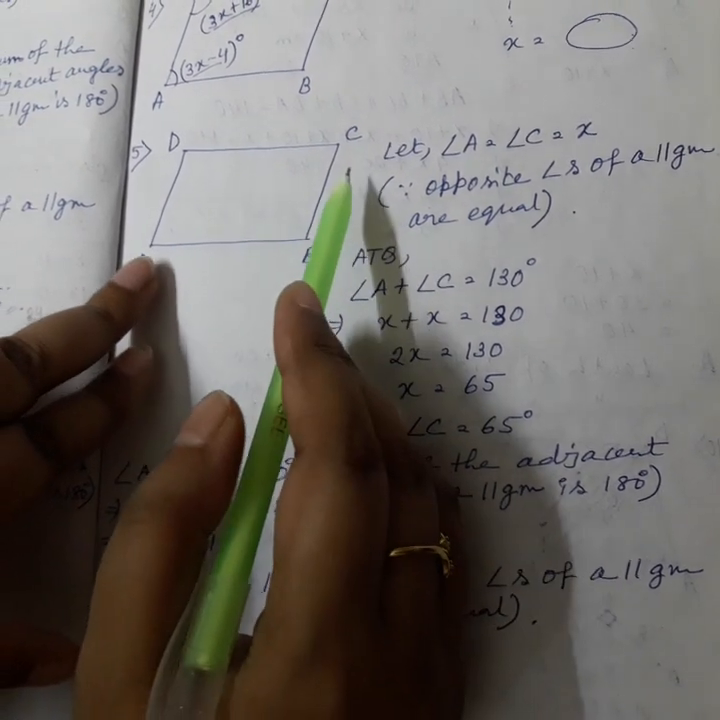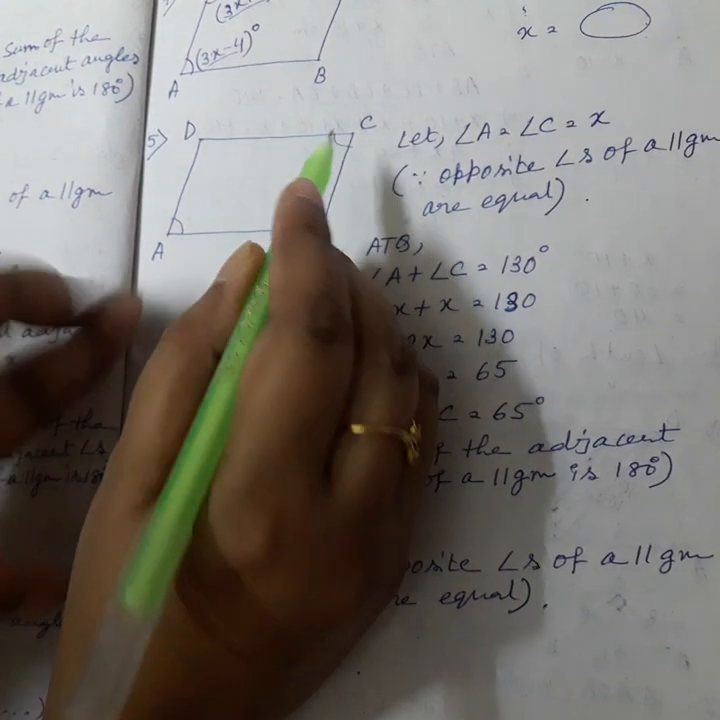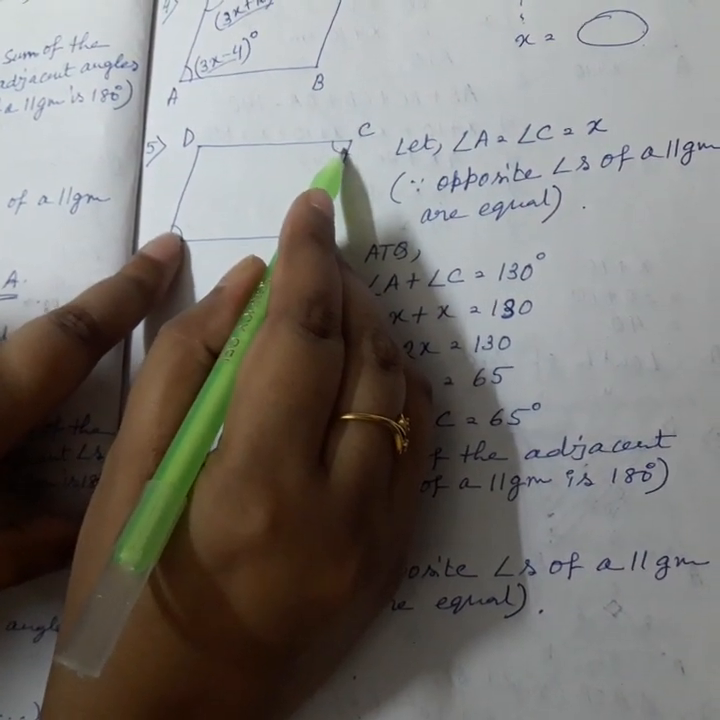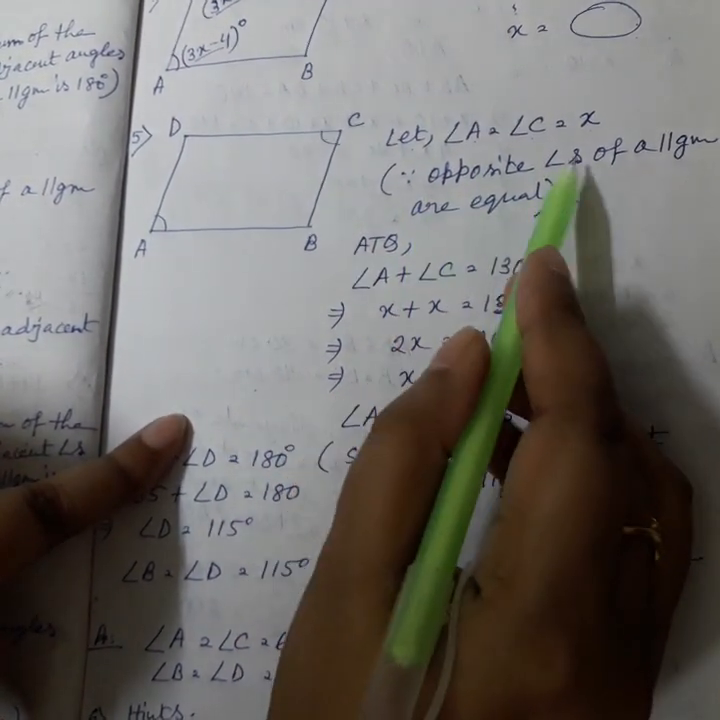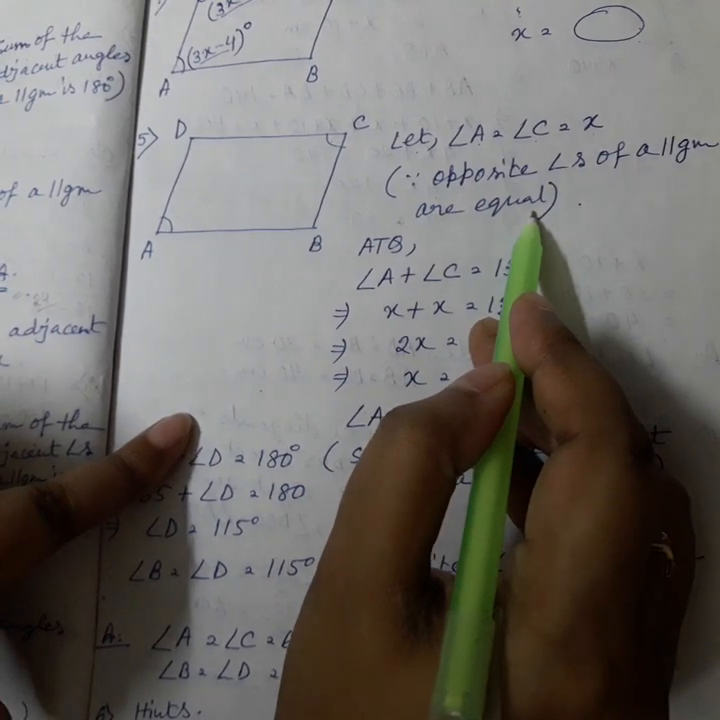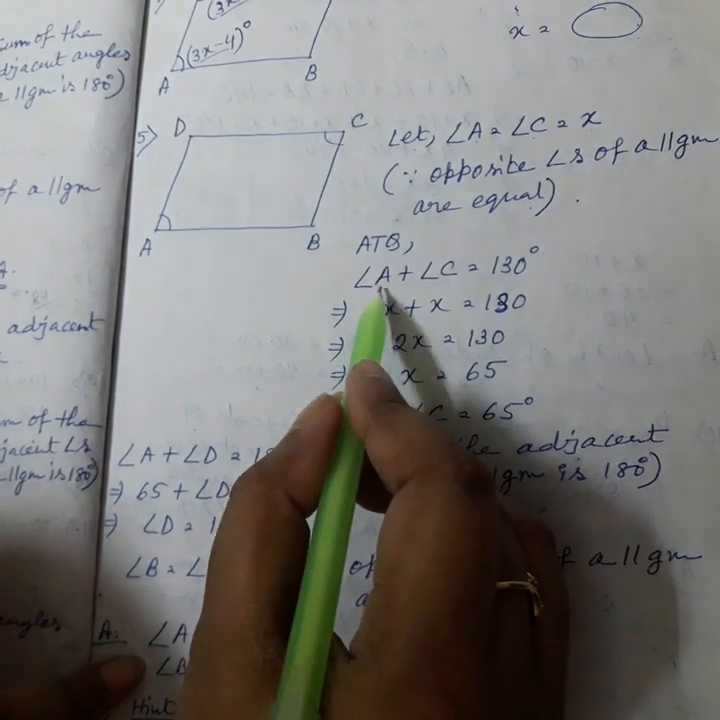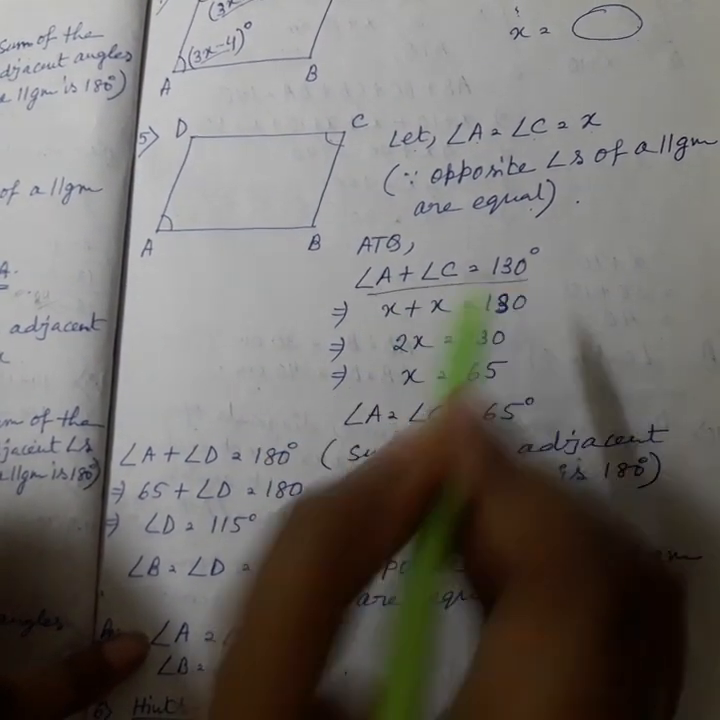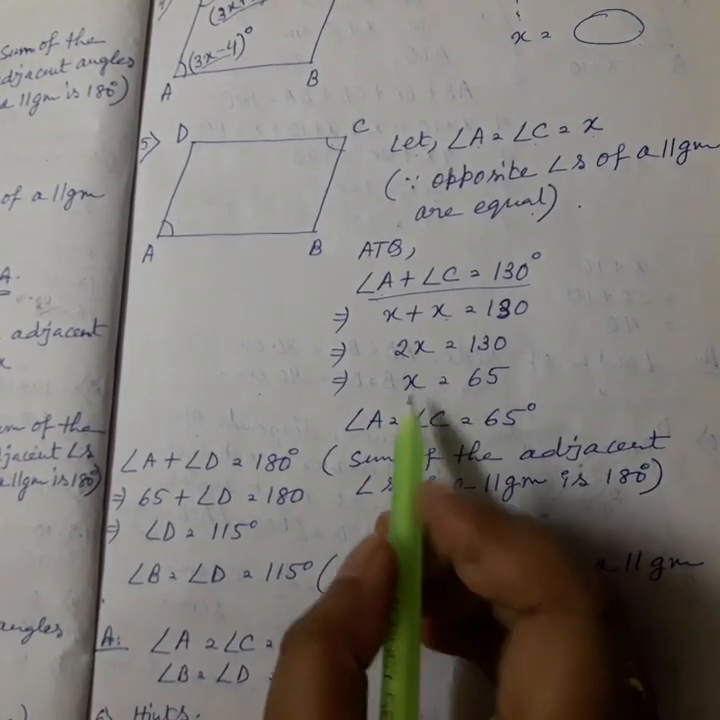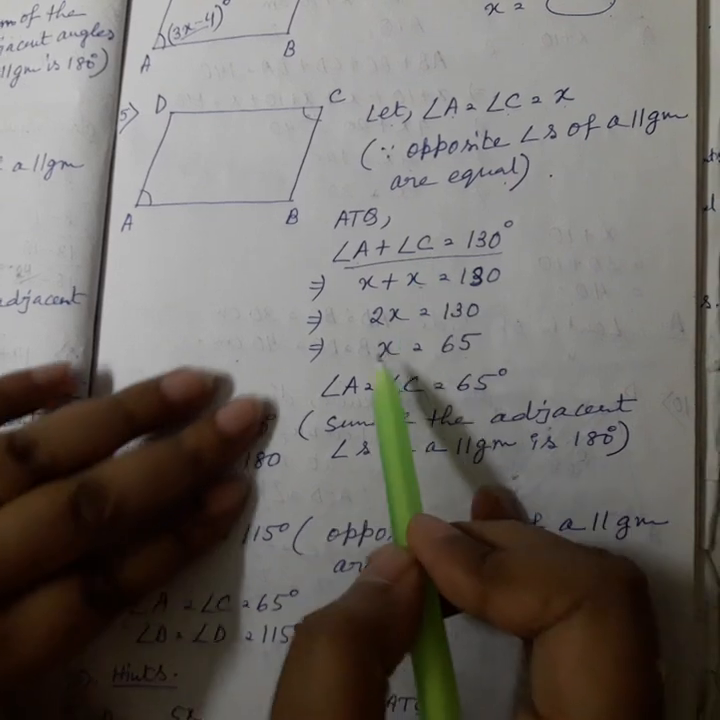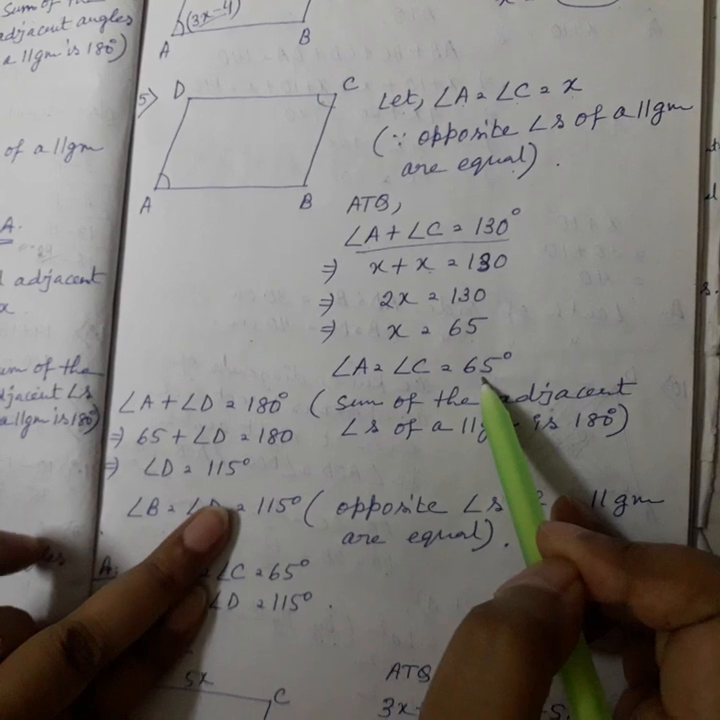We know that opposite angles are equal for a parallelogram. So we can take angle A and angle C, these two angles, as x, because opposite angles are equal. So I have taken angle A equals angle C equals x because opposite angles of a parallelogram are equal. Now according to the question, the sum of the opposite angles is given as 130 degrees. So angle A plus angle C equals 130 degrees we can write. Now just put the value: x plus x equals 130. So x comes to 65. That means angle A and angle C is x. So angle A equals angle C equals 65 degrees.